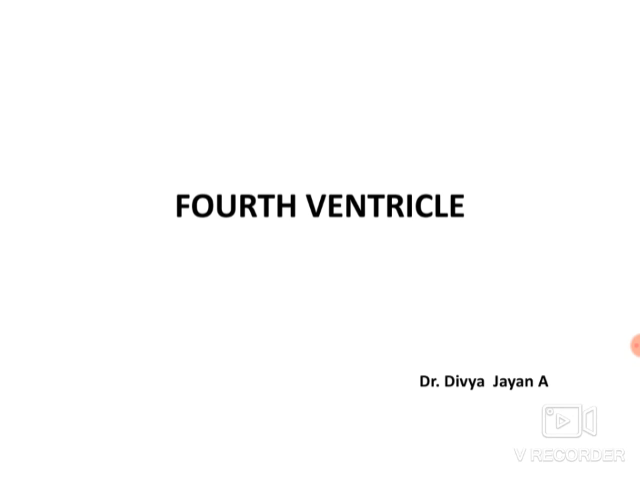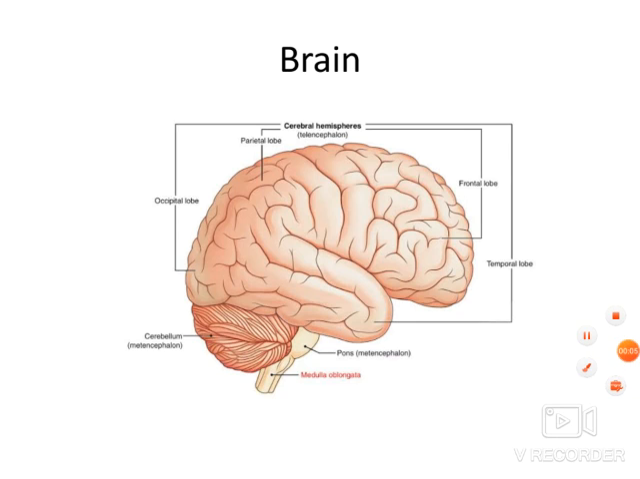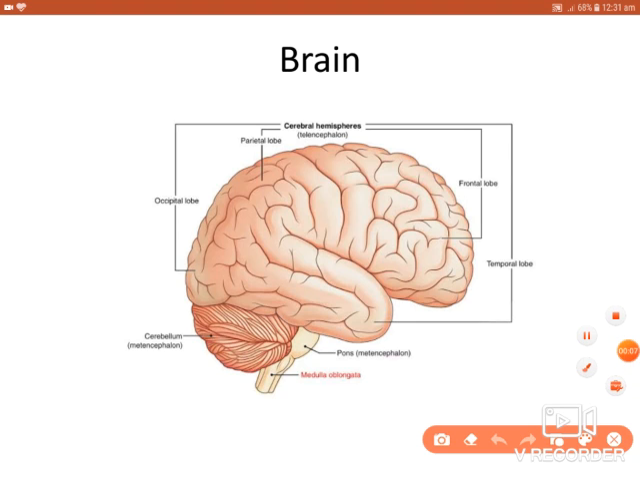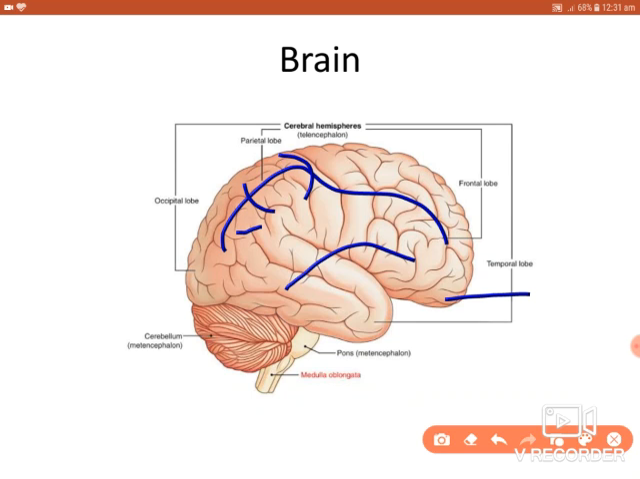Hello everyone, here I am going to talk about the anatomy of the fourth ventricle. This is the lateral view of the brain. Here this is the supralateral surface of the cerebral hemisphere. This is the frontal lobe. Here there is the parietal lobe. This is the temporal lobe. Here this is the occipital lobe.